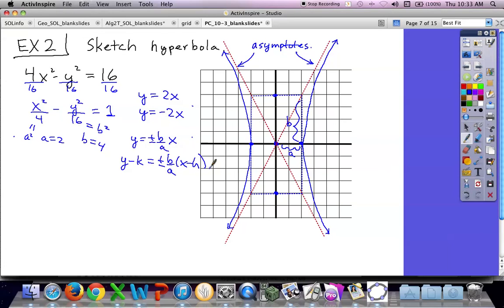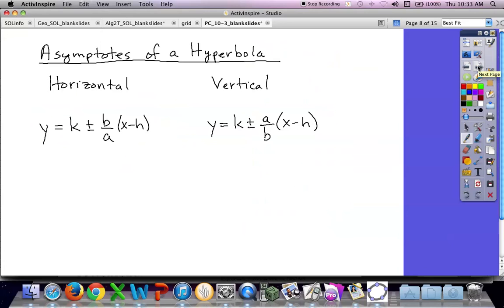Now, on the next slide, I'll give you the official form of this. It's not exactly this, but notice if I just add k to both sides, then you get this form. For a horizontal hyperbola, it's y equals k plus or minus b over a times x minus h. The only thing that changes for the vertical is that now your a tells you how much to go up and down, and your b tells you how much to go left and right. So the slope is a over b, not b over a. Horizontal, it's b over a. Vertical, it's a over b.